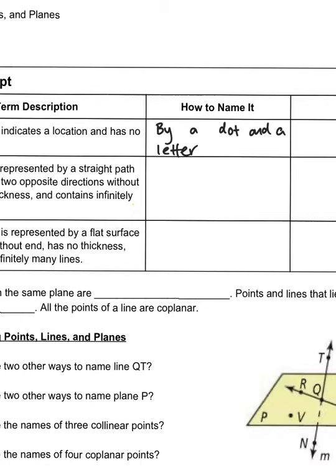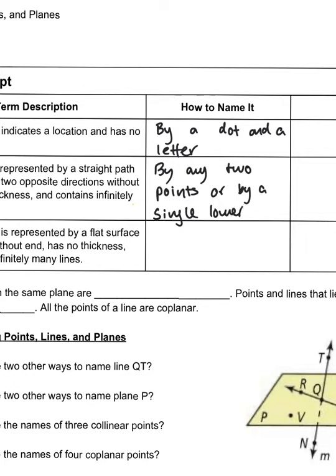Now moving on. A line is represented by a straight path that extends in two opposite directions without end, that has no thickness and contains infinitely many points. Now this is a line. Everybody knows what a line is. Now we name a line by any two points or by a single lowercase letter.